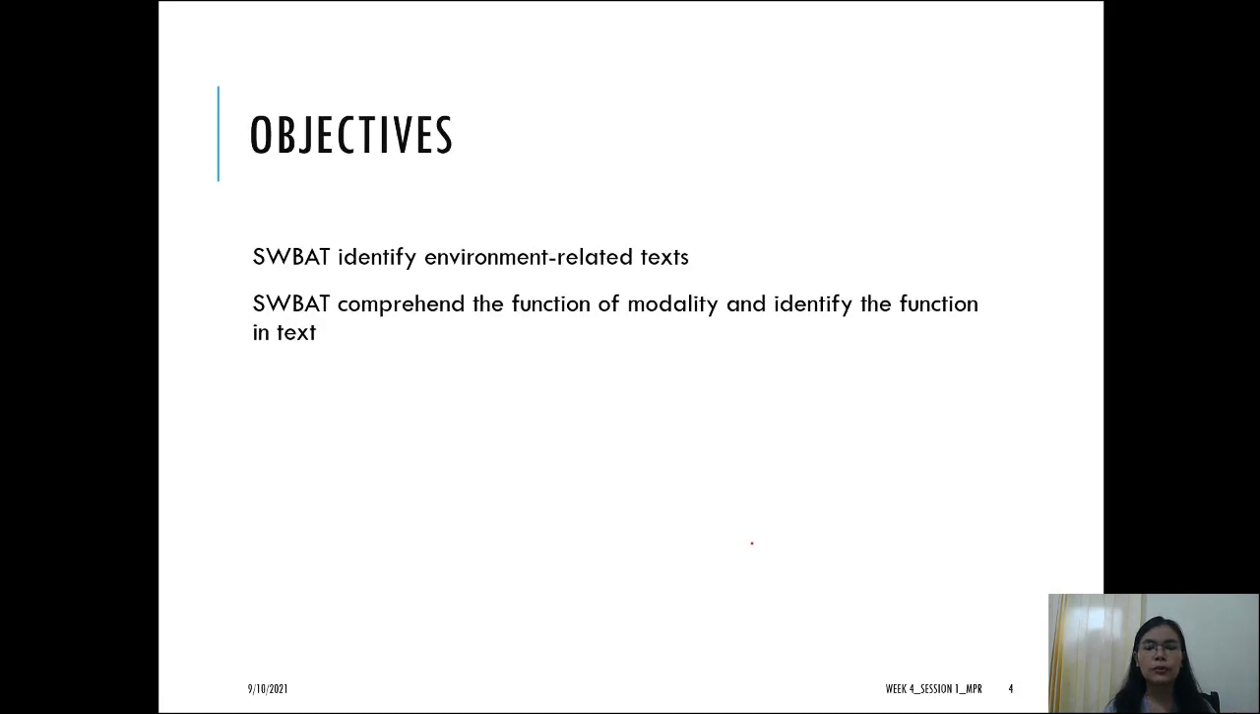Now for this week we'll be talking about texts that are related to the environment. For the first one we will talk about the environmental organization. After that, we will also comprehend some of the functions of modals, if you want to say that easier. And then we will identify the function in the text. So not only the function of modality itself, but also the use of it in the text.